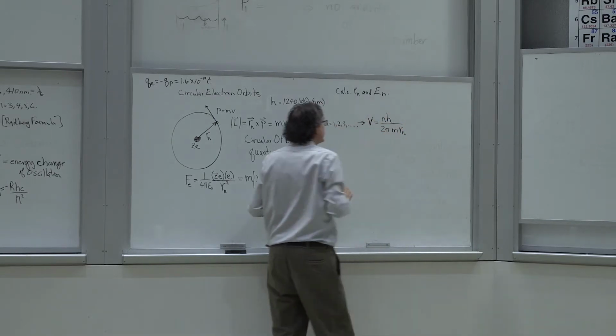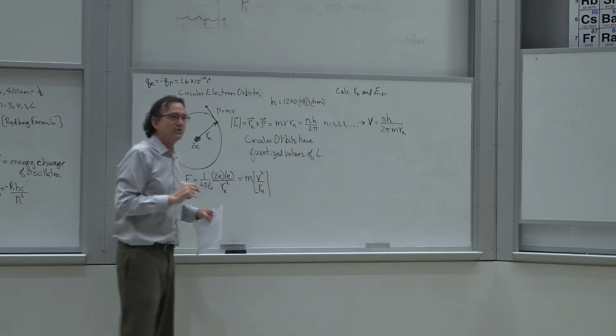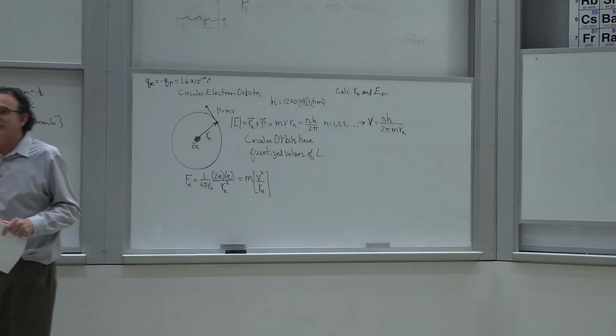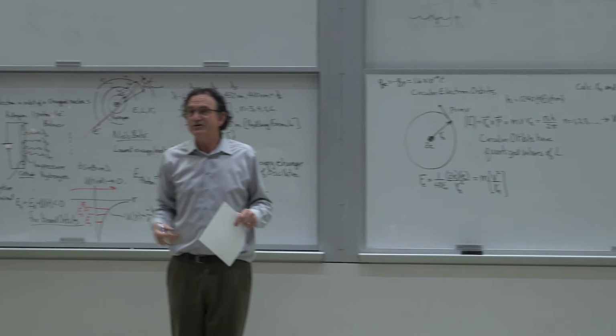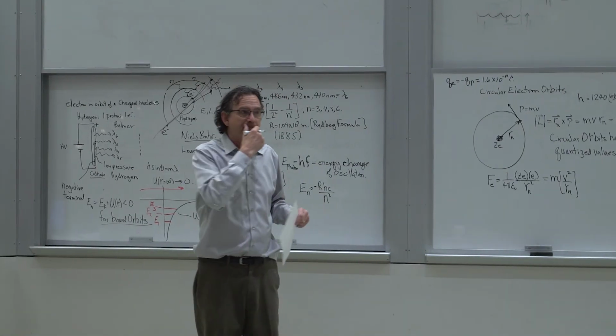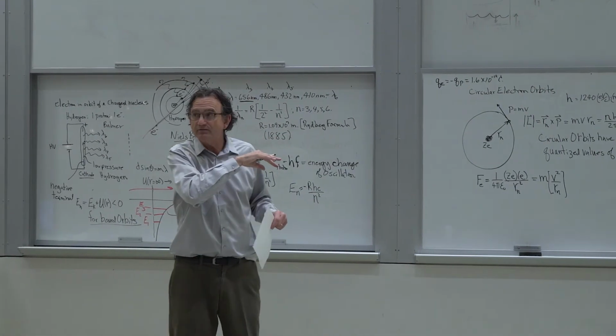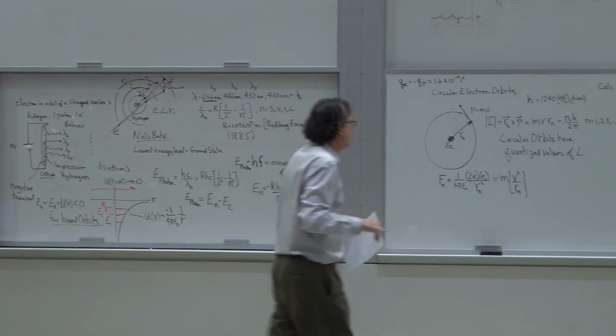Okay? So the velocity is also quantized, right? If the radius is quantized, that means the velocity is also quantized. Probably indicates the energy is quantized, which it is. All right. Everybody clear with that? Solve that for V. Now I'm going to put V in down here.